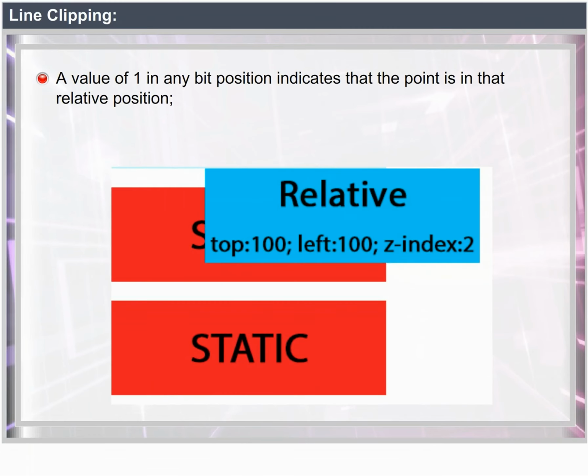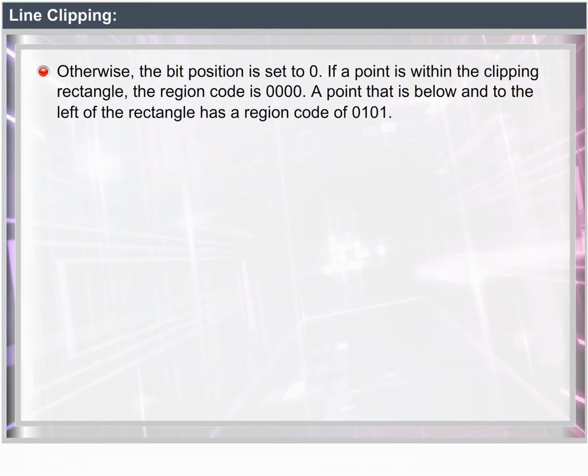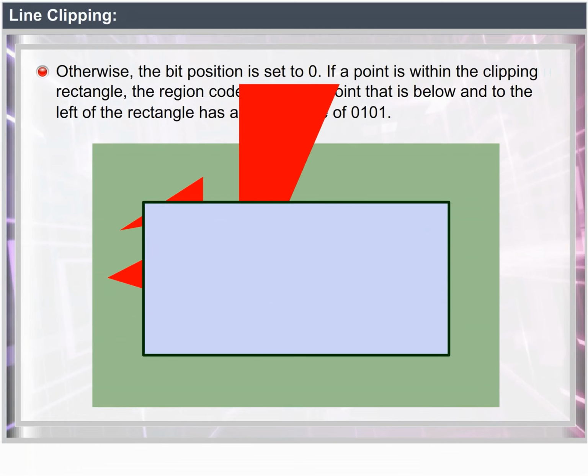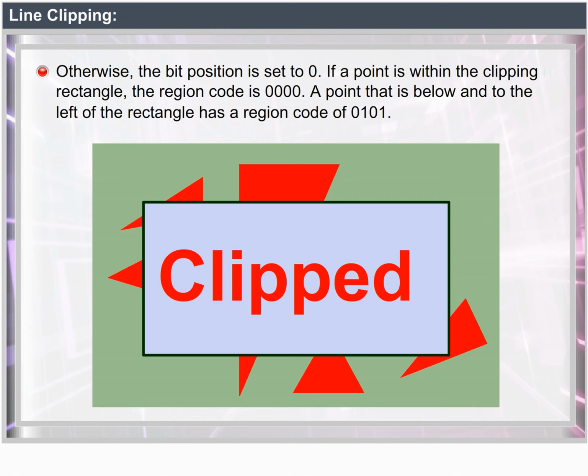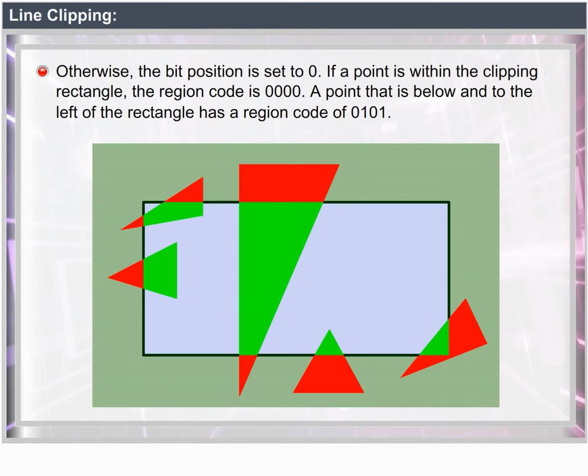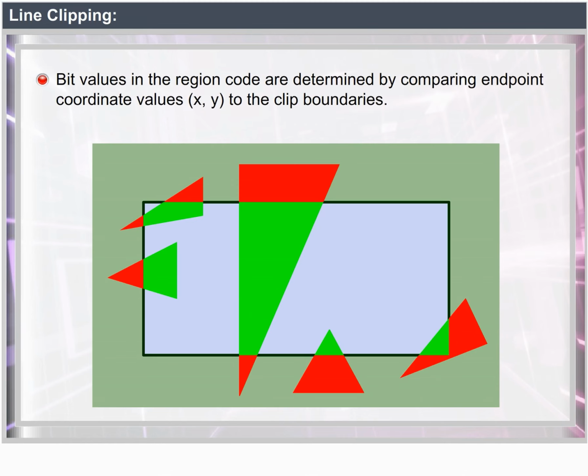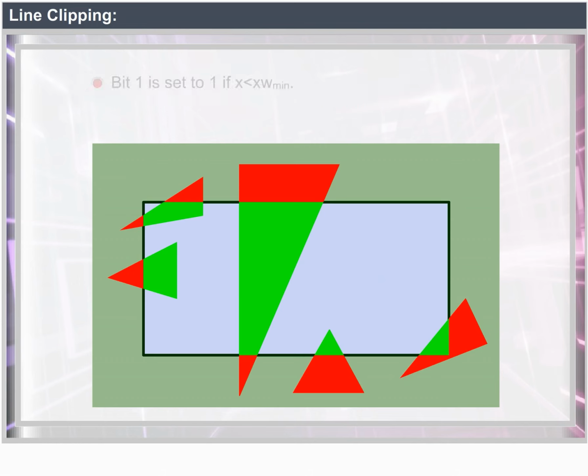A value of 1 in any bit position indicates that the point is in that relative position. Otherwise, the bit position is set to 0. If a point is within the clipping rectangle, the region code is 0, 0, 0, 0. A point that is below and to the left of the rectangle has a region code of 0, 1, 0, 1. Bit values in the region code are determined by comparing endpoint coordinate values x, y to the clip boundaries.